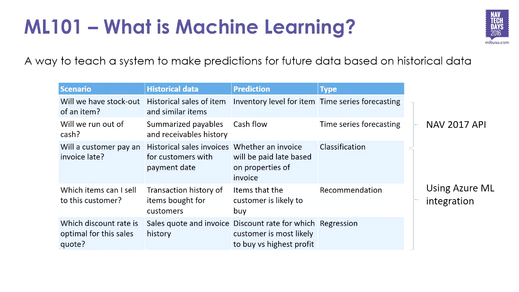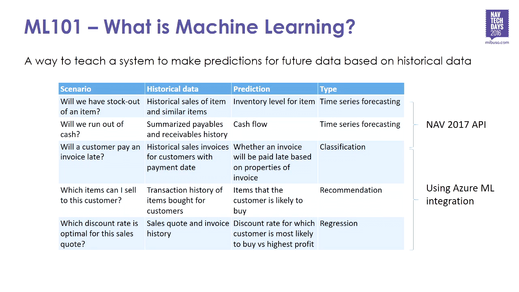Another example of a scenario would be, will we run out of cash? So will a company run out of cash? In that case, what we want to predict is actually cash flow. So how much cash is coming in, how much cash is going out, what is the balance between those two? And the historical data that we then need in order to do that kind of prediction is payables and receivables history, at least. There may be other things that we would want. But if we have that history, we can make a prediction based on that. A third example is whether a customer will pay an invoice late, which might also be useful in this cash flow situation.